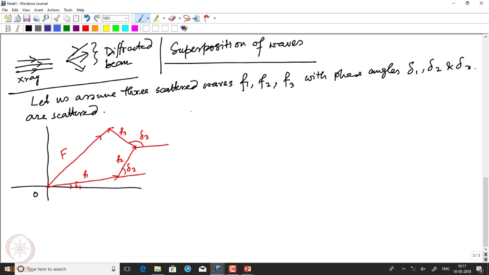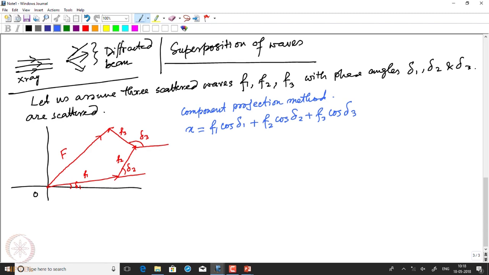So, now if we use the component projection method to do this addition, then the corresponding x component turns out to be F1 cos delta 1 plus F2 cos delta 2 plus F3 cos delta 3, which can be written using a summation over i of Fi cos delta i. Similarly, y can be represented as sum over i of Fi sin delta i.